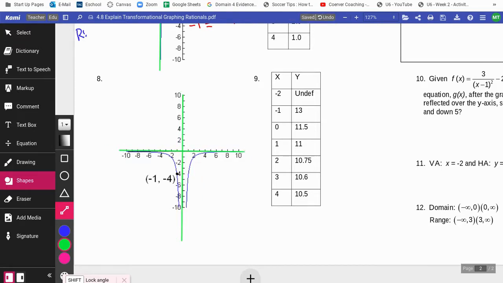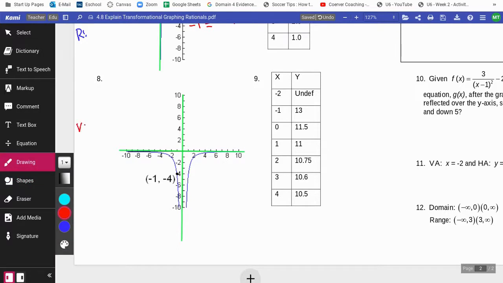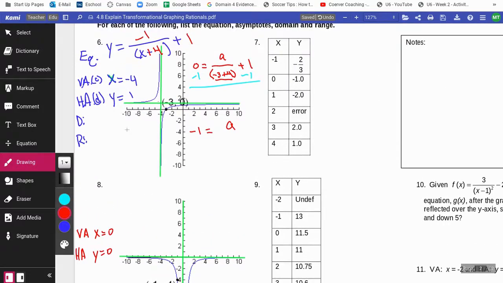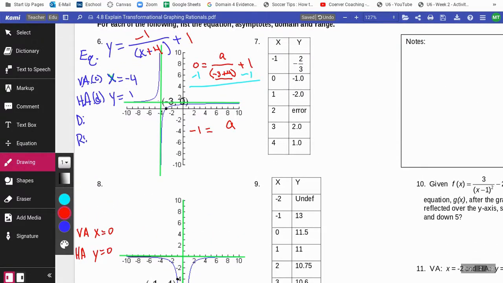VA, x equals 0. HA, y equals 0. Oh, I forgot to do the domain and range over here. You should know it though. Domain: all reals, x cannot equal -4. Range: all reals, y cannot equal 1. Okay, my apologies.